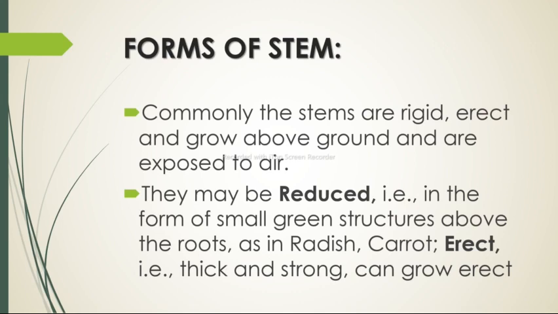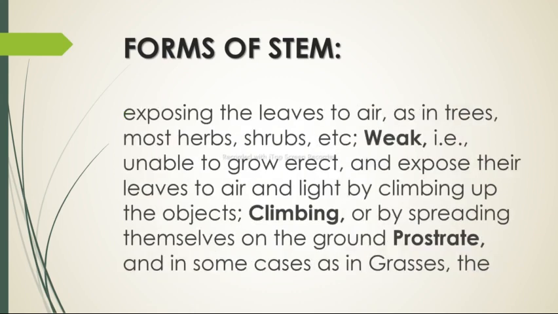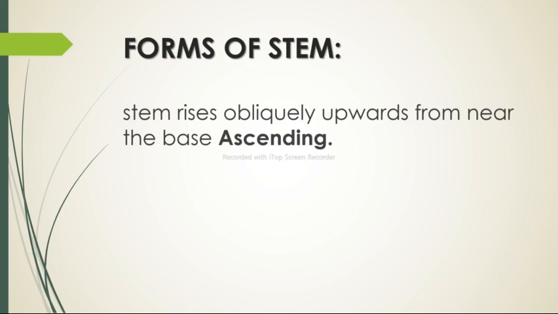They may be reduced, for example, in the form of small green structures above the roots, as in radish, carrot, and erect, for example, thick and strong, and can grow erect, exposing the leaves to air, as in trees, most herbs, shrubs, etc. And weak, for example, unable to grow erect and expose their leaves to air and light, by climbing up the objects, or by spreading themselves on the ground, prostrate, and in some cases, as in grasses, the stem rises obliquely upwards from near the base, ascending.